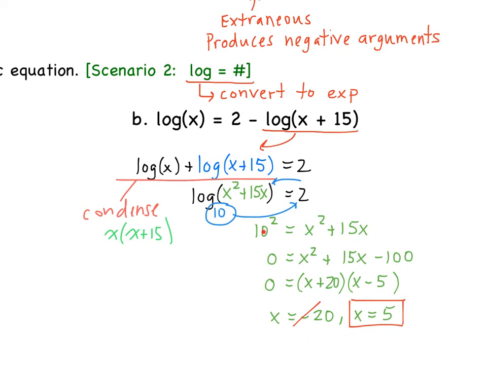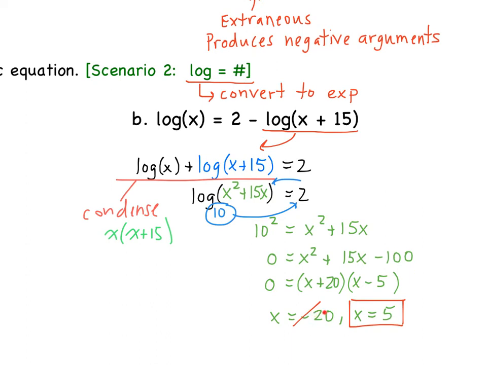Well, 10 squared is 100. So I just subtracted 100. Okay, and now we have 0 equals this quadratic, x squared plus 15x minus 100. We can factor this out, x plus 20, x minus 5, and we get two answers.